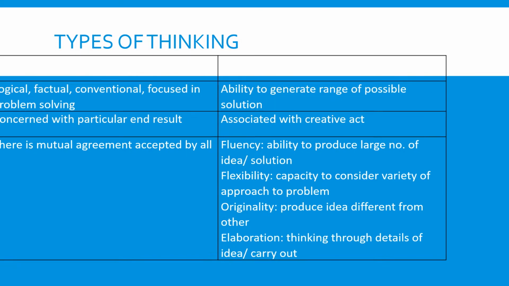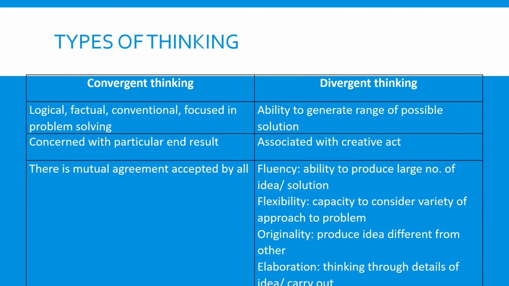So, types of thinking. There are two types, convergent and divergent. So convergent thinking is logical, factual, conventional, and focused on problem solving. It is concerned with a particular end result. There is mutual agreement accepted by all.